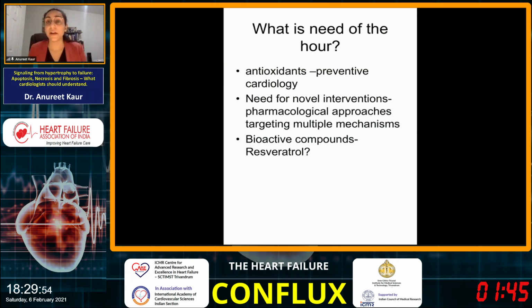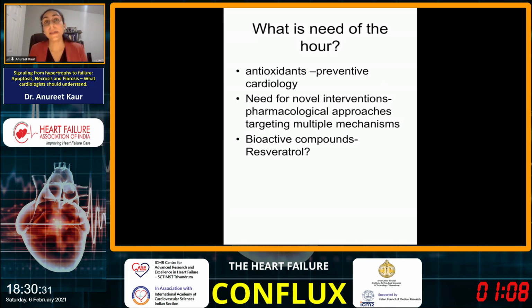As I mentioned, we have been using antioxidants in preventive cardiology, but what I think is required is novel interventions and pharmacological approaches which target multiple mechanisms at the same point. That is what is important. Yesterday I was listening to a talk, and one speaker mentioned that it's not just one target we need to focus on right now. We have to think about how we can target this disease through multiple molecular targets.